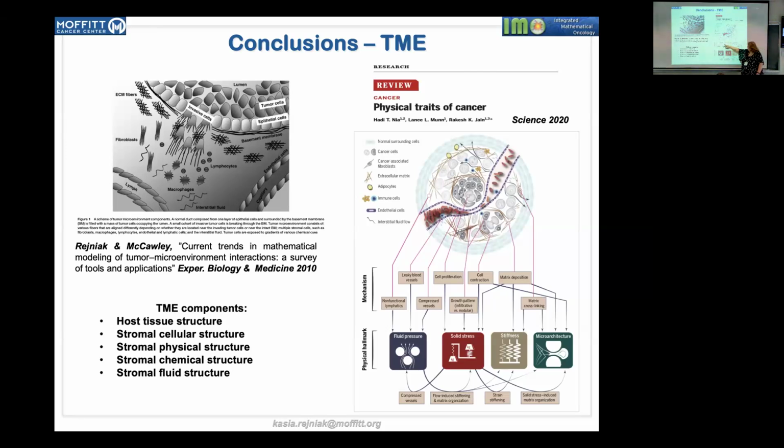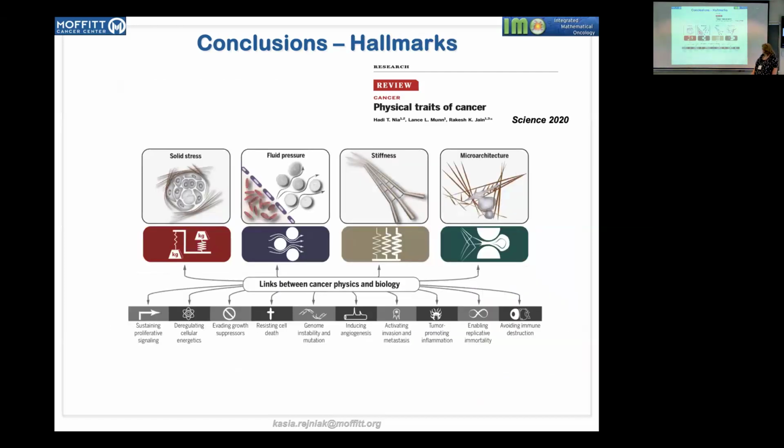So for example, if the blood vessels are leaky, the fluid pressure will increase. If the cells proliferate, they actually produce stress, and then the vessels could collapse. When the matrix is deposited by fibroblasts, for example, the stiffness of the ECM and the microarchitecture can change. They also connected all these 4 traits to all the different hallmarks of cancer. So I will not talk about that. If you are interested, they have a lot of examples of how they influence one another.